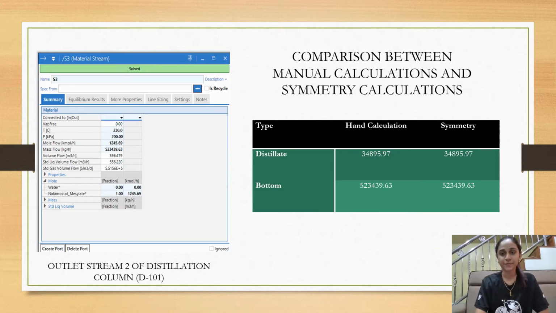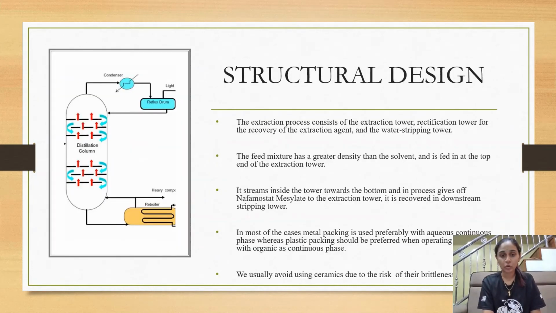Thank you. The extraction processes have evolved with the objective of purifying and maximizing the yield of a target compound without affecting the properties of the compound. The extraction process consists of the extraction tower, rectification tower for the recovery of the extraction agent, and the water stripping tower. The feed mixture has a greater density than the solvent and is fed in at the top end of the extraction tower. It streams inside the tower towards the bottom and in process gives off nafamostat mesylate to the extraction tower and is recovered in downstream stripping tower.